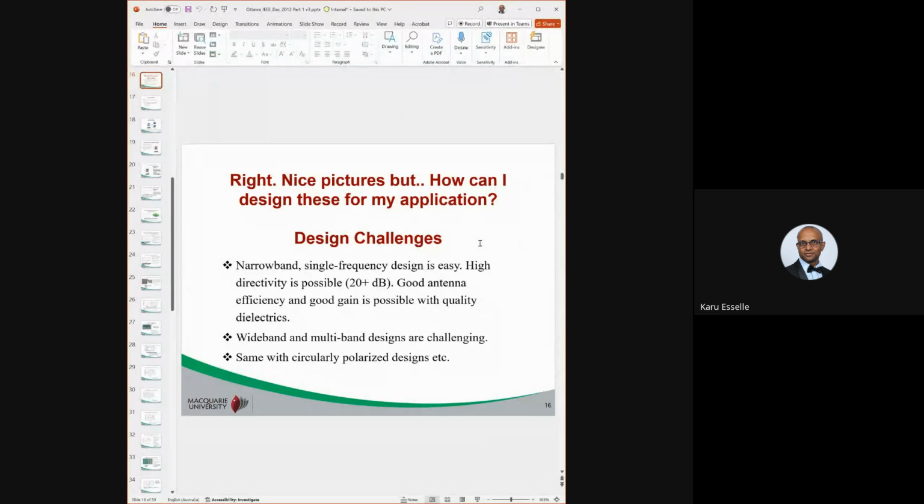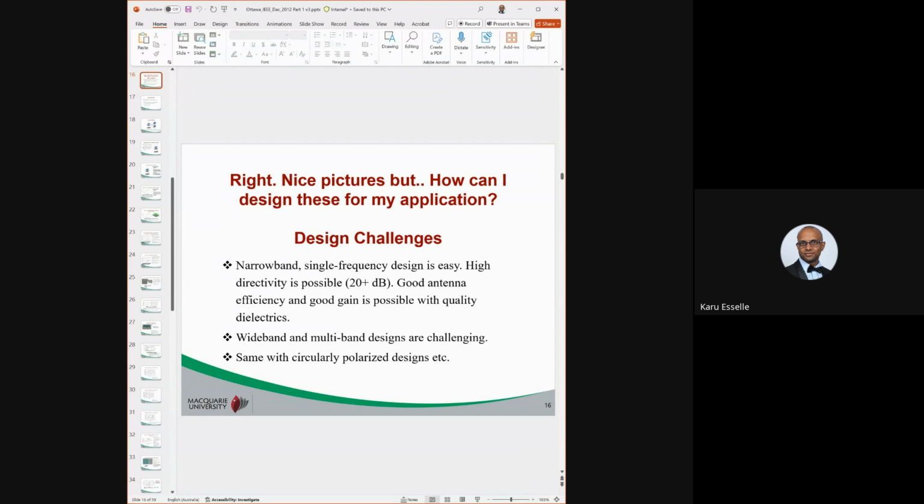But what about how you design these for my application? If you want to design a narrow band single frequency RC, it's very easy. You can get high directivity. Getting 15-20 dBi is not that hard. You can get good efficiency and good gain if you use low loss material. If you use something like FR4 for cheap, then you will not get good RF efficiency.